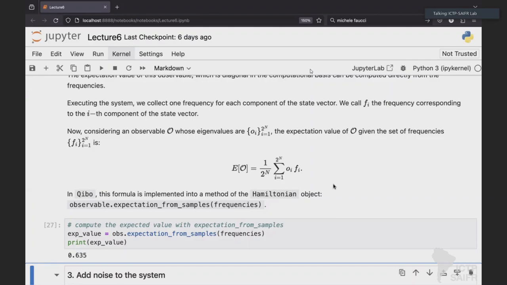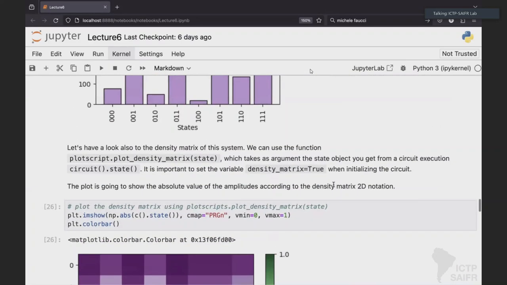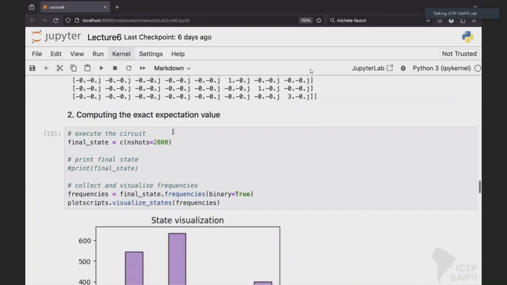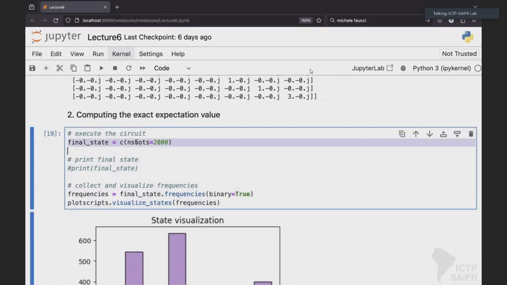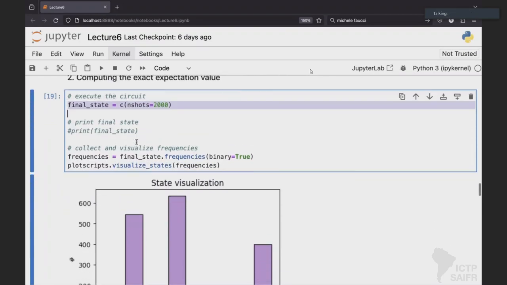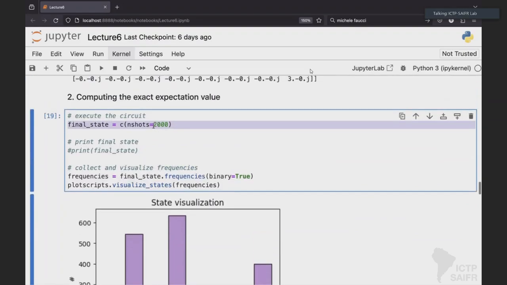That's normal, because we are still introducing some randomness when you choose the number of shots. So my random seed is different from yours. You should expect to see a different number. But in principle, if we increase this number, our predictions for the observable will converge.